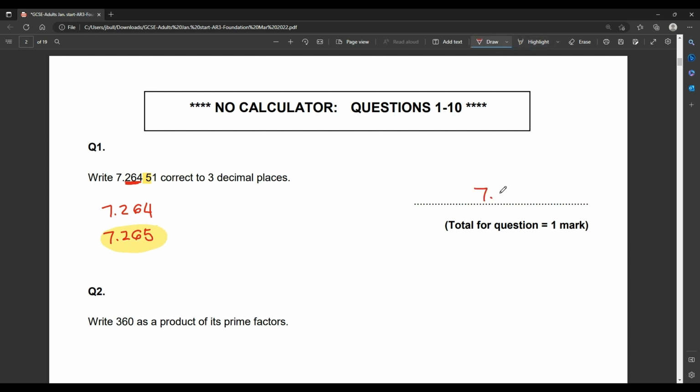And so we just write 7.265. The only thing to be careful of, some people get a little bit tricked when they say 3 decimal places. They think you need to move the decimal place, so you don't. You just want to write everything else the same, just cut it off at 3 decimals, see if you need to round.